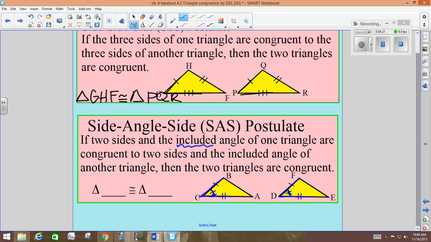Let's name the first one triangle CBA. Then lining up corresponding parts, angle C is congruent to which angle? D, good. And B goes with F, and then lastly, E.